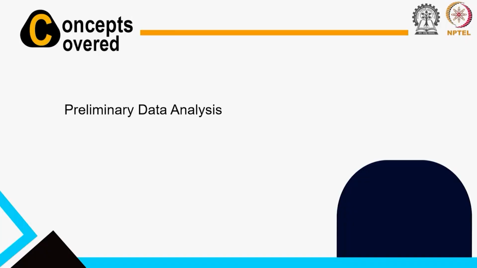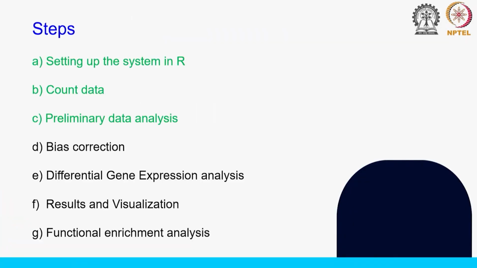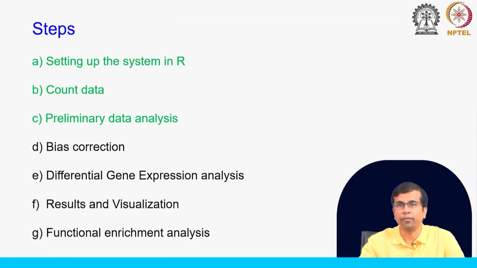So, coming back to our analysis, the agenda for today's class is that we will go into the preliminary data analysis. Again, reminding you of all the steps: we have set up the system in R, we have looked at the commands very briefly, we have loaded the count data with 16 samples and about 6,800 genes, and we are now going to go into the preliminary data analysis.